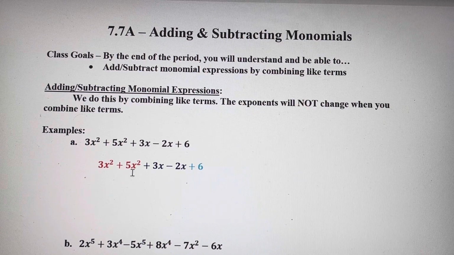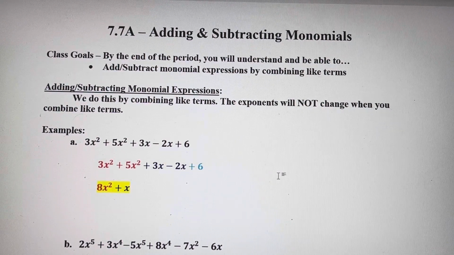So I can combine these like terms by combining the coefficients. So I've got a positive 3 and a positive 5, which is 8x squared. I've got a positive 3 and a negative 2. Well, 3 minus 2 is positive 1x. And then there's nothing to combine the 6 with, so it just comes down. So that's going to be the answer when I add or subtract these monomial expressions.